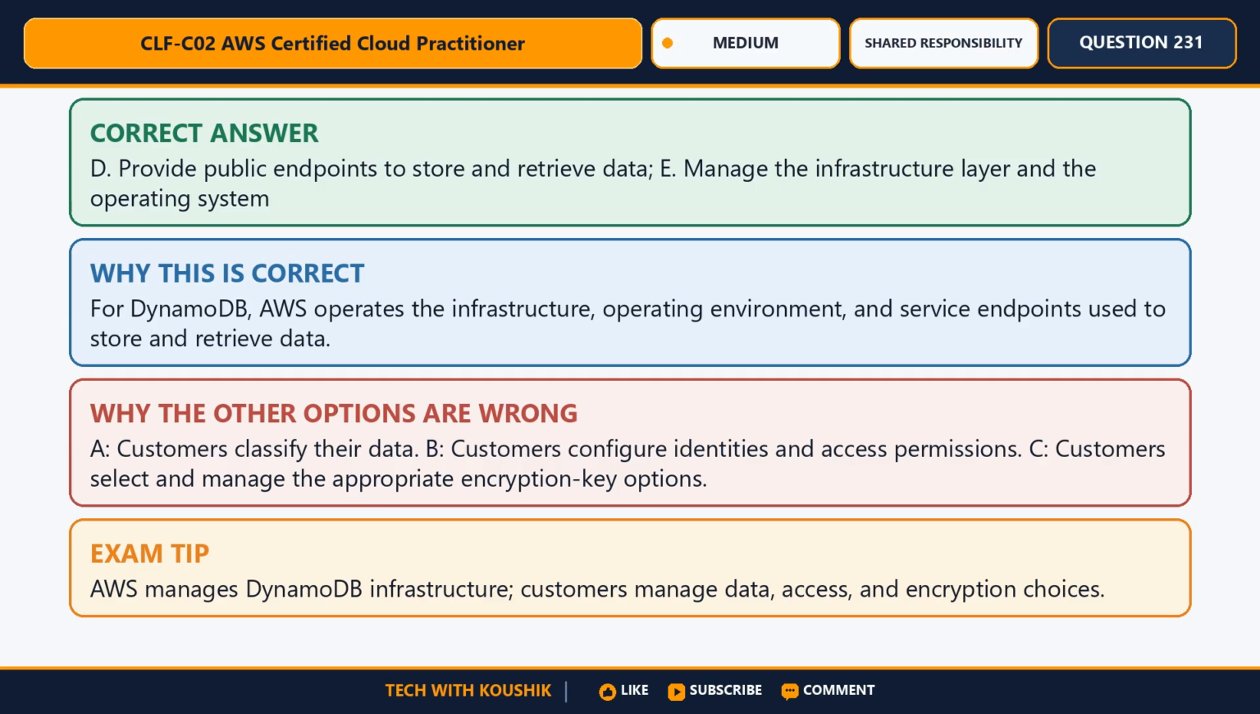A. Customers classify their data. B. Customers configure identities and access permissions. C. Customers select and manage the appropriate encryption key options. Exam tip. AWS manages DynamoDB infrastructure, customers manage data, access, and encryption choices.